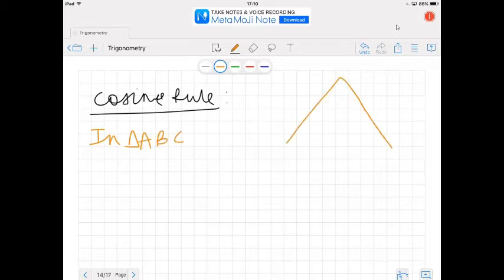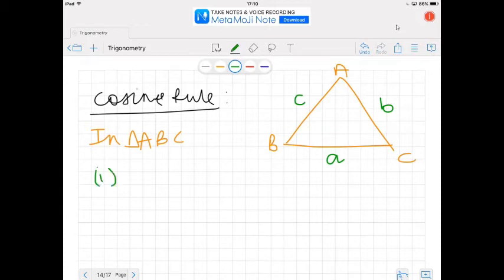So I have a triangle here, and the triangle is A, B, and C. These are angles A, B, C, and like we had discussed in the last class, the side opposite to the angle A is denoted by small a. The side opposite to angle B is denoted by small b, and the third side will be small c. So you have triangle ABC with sides small a, small b, and small c. According to the cosine rule, in any triangle ABC, there are three things.